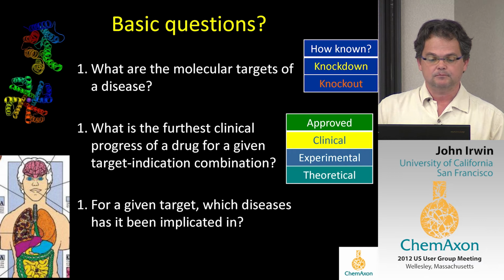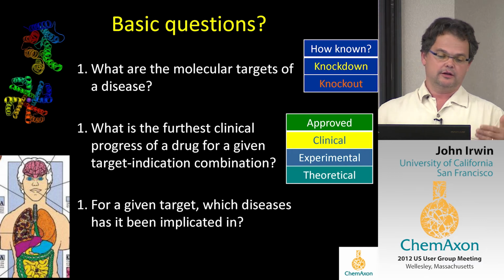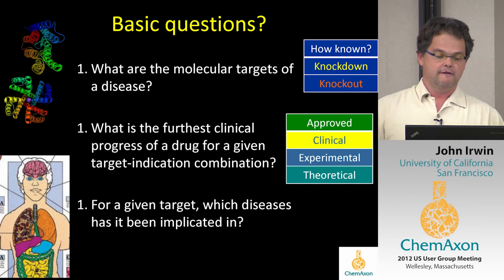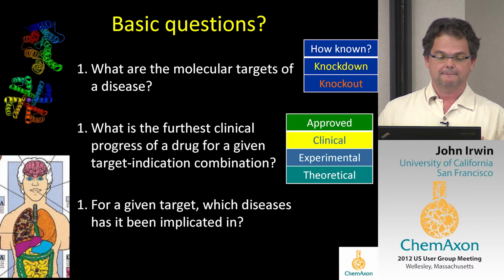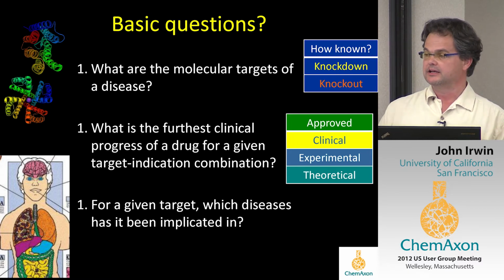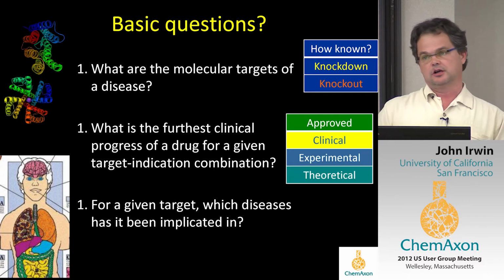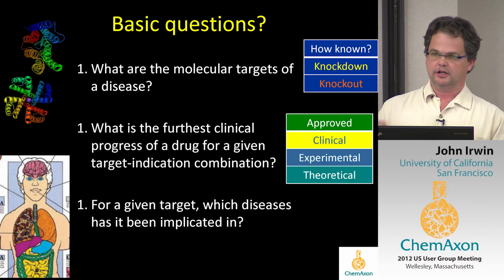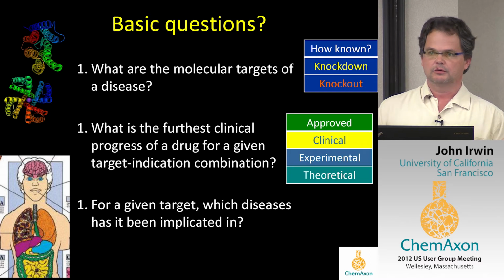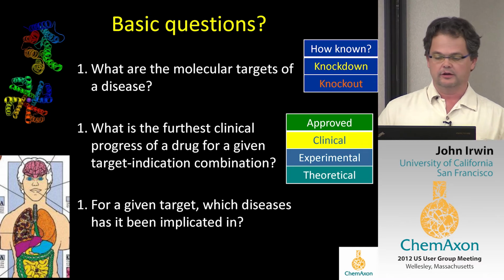And then the way to turn that around is to say, for any given target, which diseases has it been implicated in? And this is really the question that arose when we started making these predictions. We said, oh, this compound hits leukotriene A4 hydrolase. Well, is that good for anything or not?